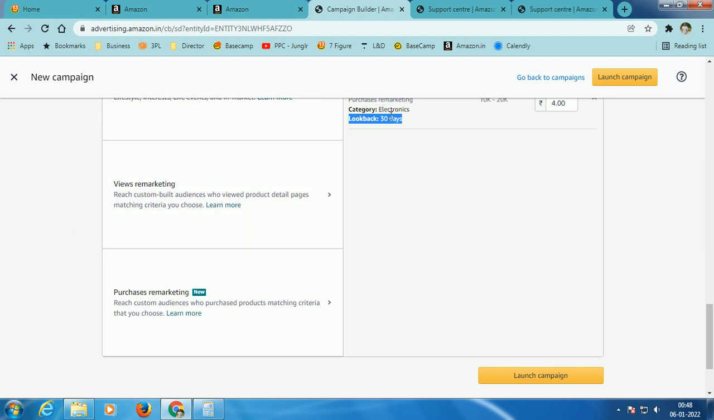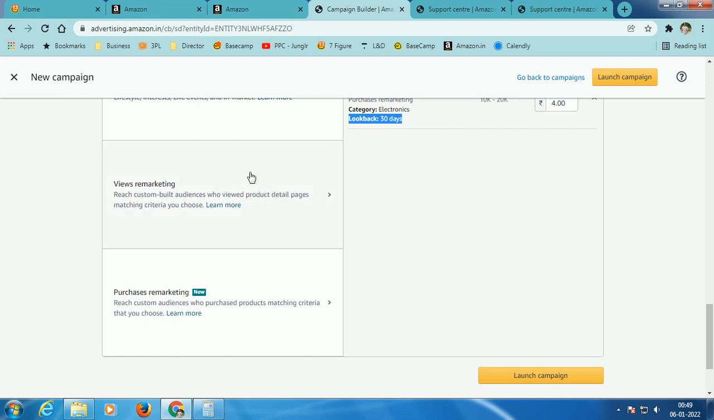So let's say you want to sell a mobile phone. Now Amazon is telling you how many people in the last 30 days have opened listings pertaining to mobile phones. Very simple. Let's say some 1,000 customers logged on to Amazon and opened any of the mobile phone product detail pages. Now their details will be captured by Amazon.